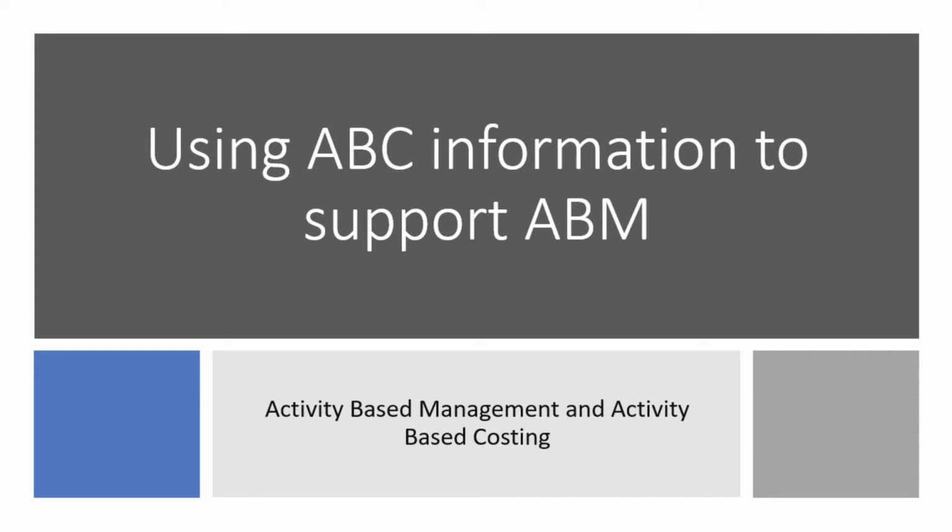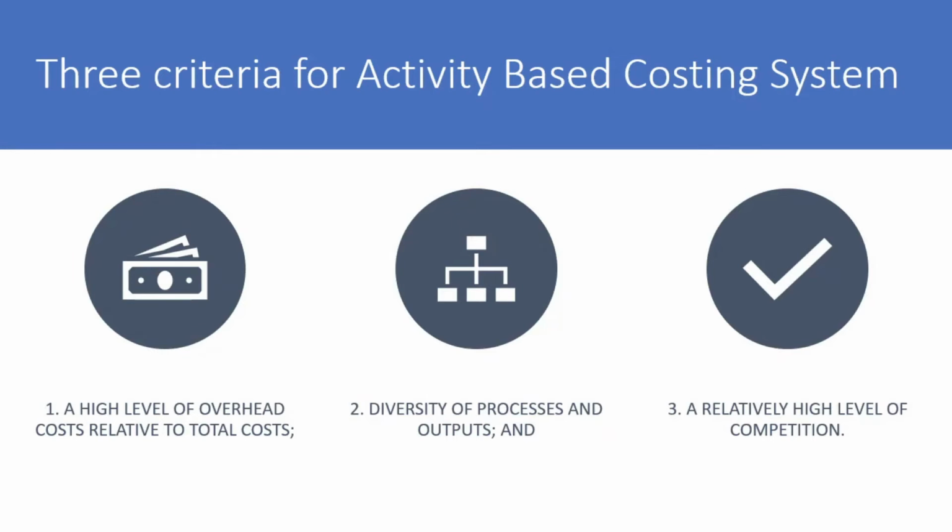Let's look at how activity-based costing information can support activity-based management. There are three aspects of advocating an activity-based costing system. The first is there's a high level of overheads relative to total costs. That means direct costs are in proportion less and the indirect costs are more. Second is the enterprise has diverse processes and outputs. Third is there's a high level of competition, therefore accurate pricing becomes important.